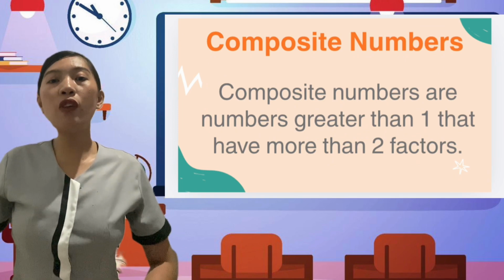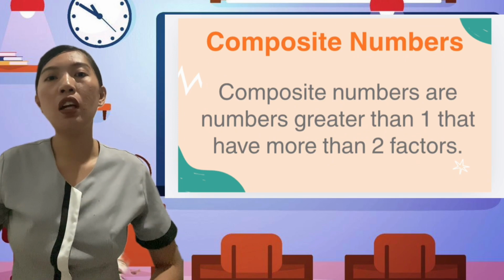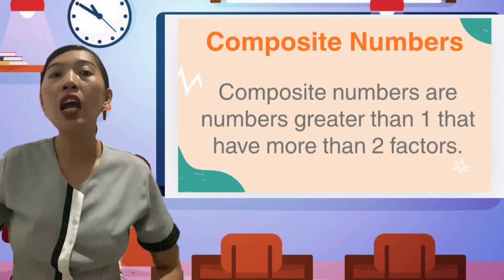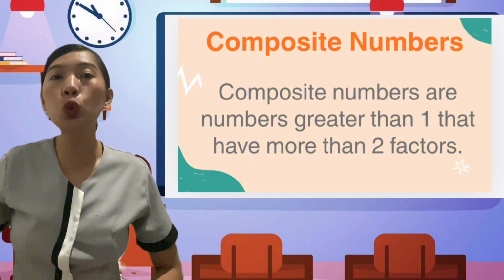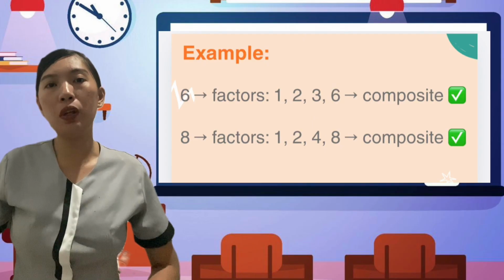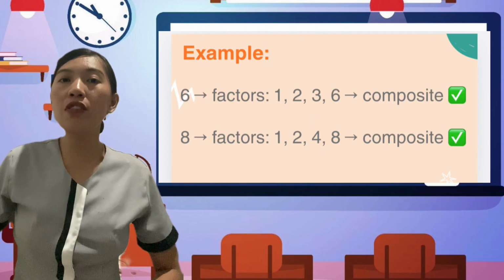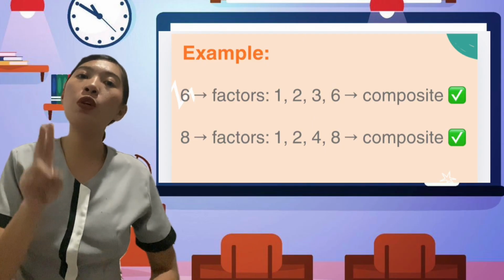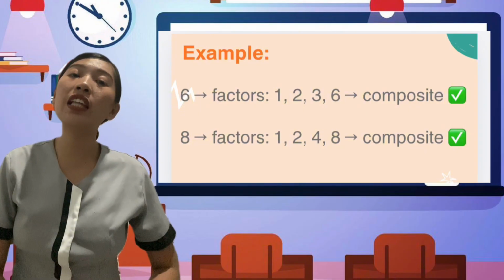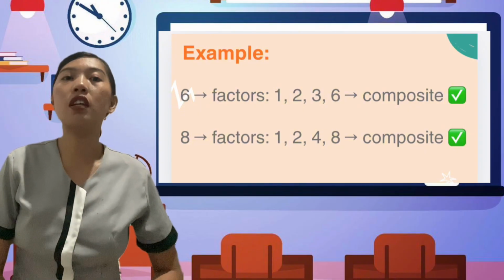Now, let us move on to composite numbers. Composite numbers are numbers greater than 1 that have more than 2 factors. Example, 6. Factors of 6 are 1, 2, 3, 6. Therefore, it is a composite.